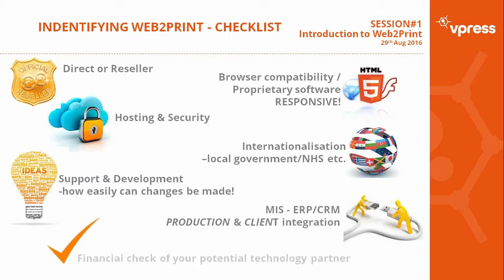And then finally, at the end of our list, a financial check of your potential technology partner. All too often, we've seen many technology companies, as indeed print companies, fall by the wayside through the recent recession. It's a good idea to know that you're in bed with somebody who can last the longer term on a bricks and mortar type level. So they're the 7 key points that are well worth mentioning from experience on our side.